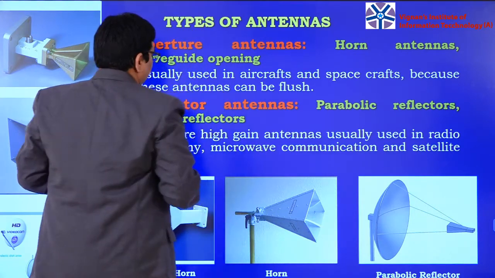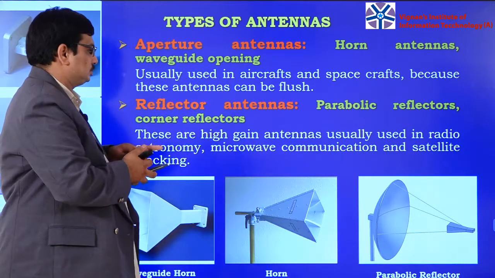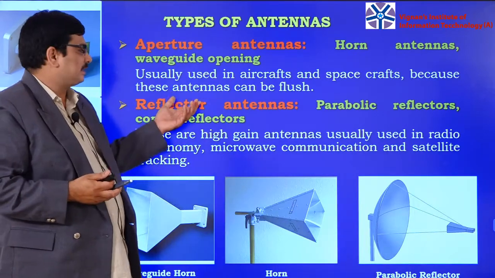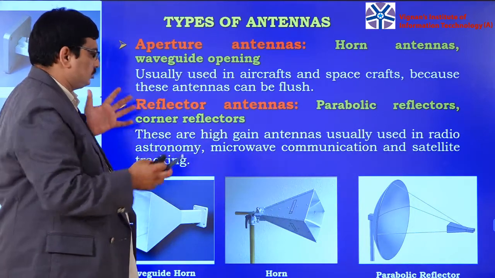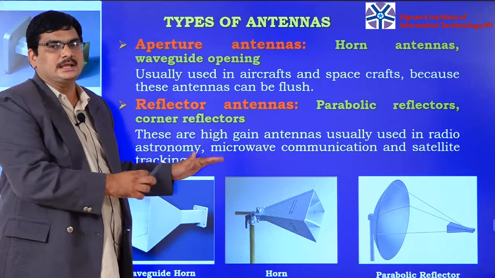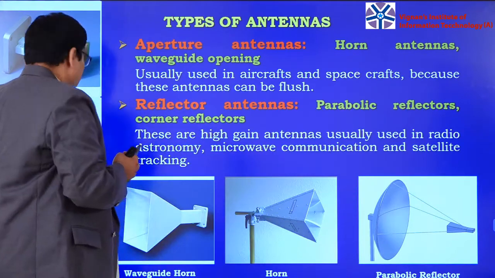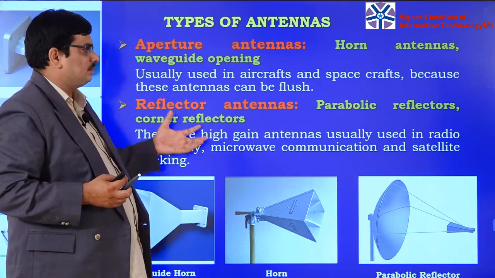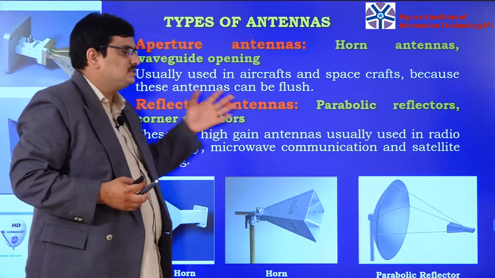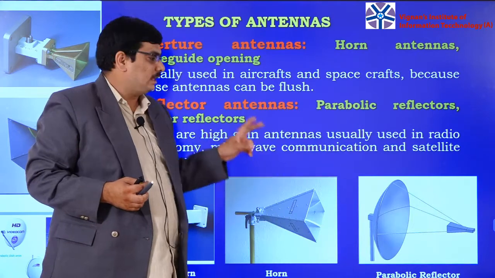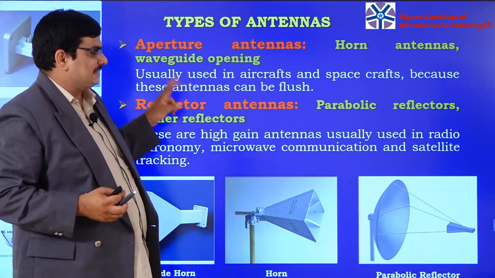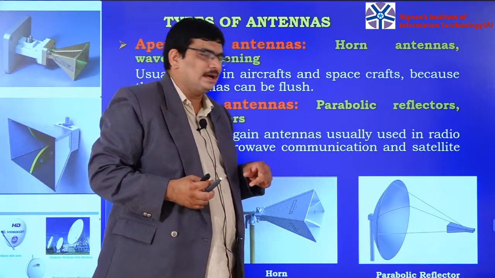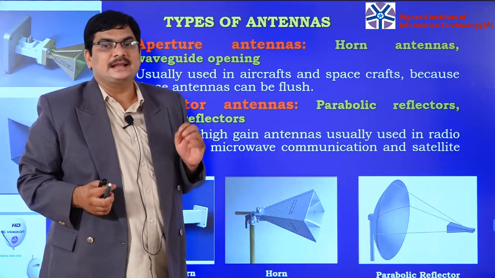And the next one is the reflector antennas. So what is a reflector antenna? Suppose we use this antenna daily in our home, because our dish antenna is a reflector antenna. In these reflector antennas, there are two antennas: one is the primary antenna and the second one is the secondary antenna.